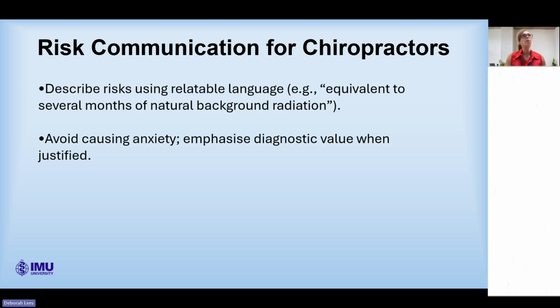So when it comes to communicating the risks with patients, I like to use relatable language. So this is where it's important to say, this is the equivalent of walking around outside for a year, or this is the equivalent of taking a short plane flight, or this is the equivalent of another procedure, so that patients have some context. What you want to do is avoid causing anxiety in the patient. So some patients come in and are pretty anxious about the radiation exposure. And what you want to do is emphasize the diagnostic value and also that you have a good reason. You don't want to just be having a list of procedures that you request and then you never actually go back and use them for anything useful.